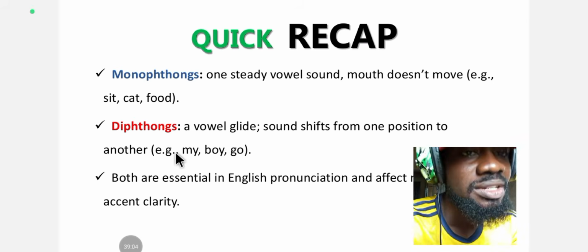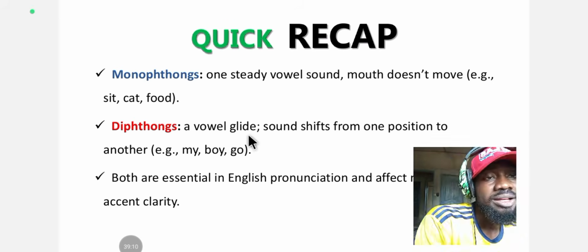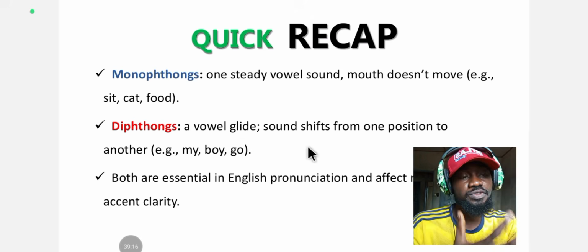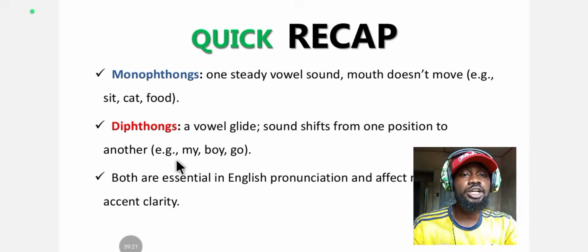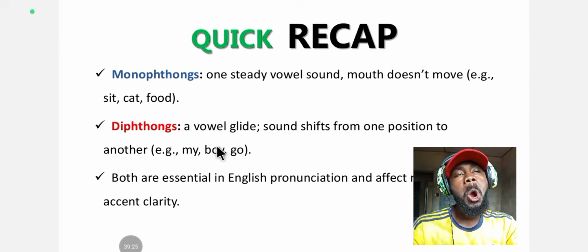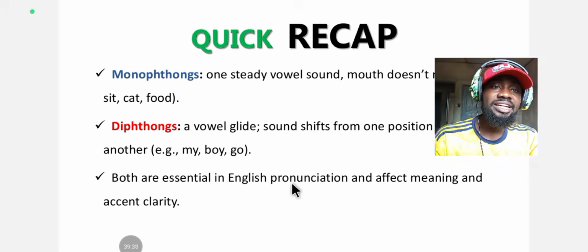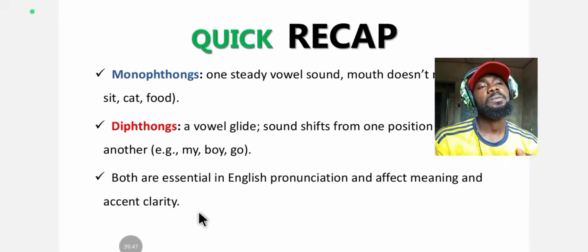Then diphthong is a vowel sound gliding from one vowel sound to another. The syllable remains the same. The sound shifts from one position to another. The mouth shifts from one position to another. It's more difficult to pronounce. And the examples include my, boy, girl, or go. Both are essential in English pronunciation and affect meaning and accent clarity. So the clarity of your accent, it affects it.